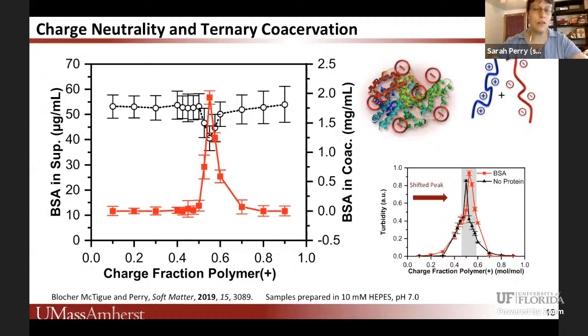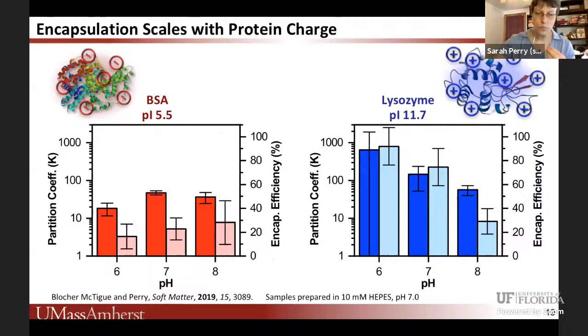Now, this is a little subtle, but I have two axes here. I started with 50 micrograms per milliliter, and I ended up in the coacervate with 2 milligrams per milliliter. So you get a huge concentration effect by doing this. And so we can take those maximum levels, and I'm going to map them out. We can talk about a partition coefficient, so the concentration in the coacervate phase divided by the supernatant, or encapsulation efficiency. I'll mostly talk about partitioning because it's thermodynamically relevant, and we can do this for different proteins.